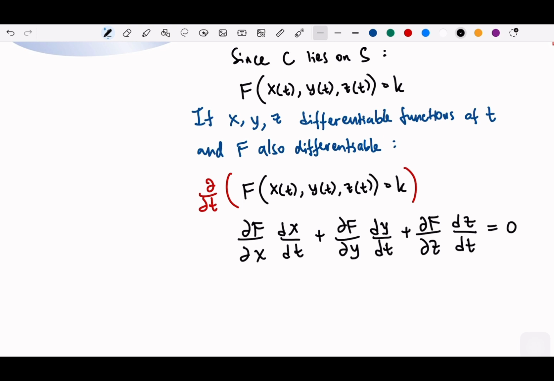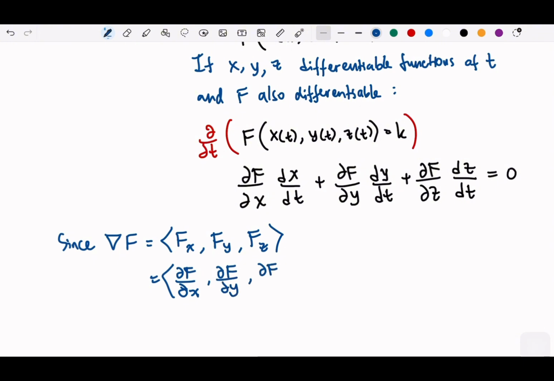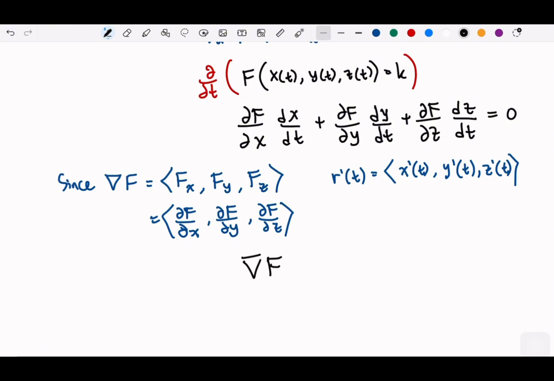And we can rewrite this basically since we know the gradient vector, or the del f. This is actually the same thing as that. Right? And the dx dt, dy dt, and dz dt are basically the first derivative of the vector function, right? So the chain rule formula we can write in terms of the del f and the r prime in the dot product. So del f dot the r prime t equals zero.